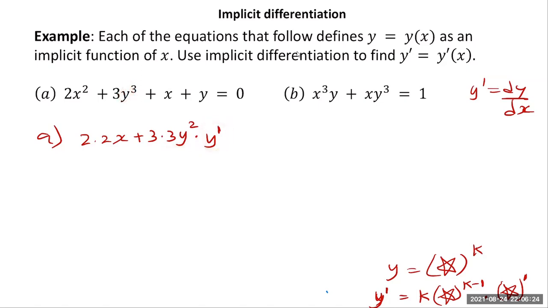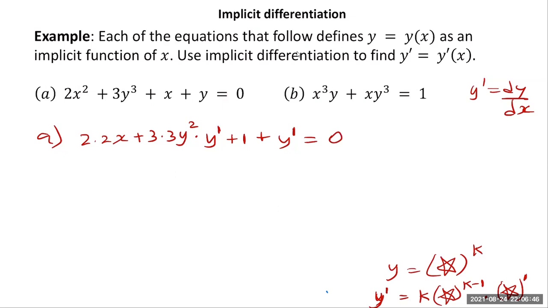And then I take the derivative of the next term, which is clearly 1, plus finally I have to take the derivative of this one, that is y prime, plus y prime. What is the derivative of my right hand side with respect to x? That is 0, because it's a constant. The derivative of 0 is 0.